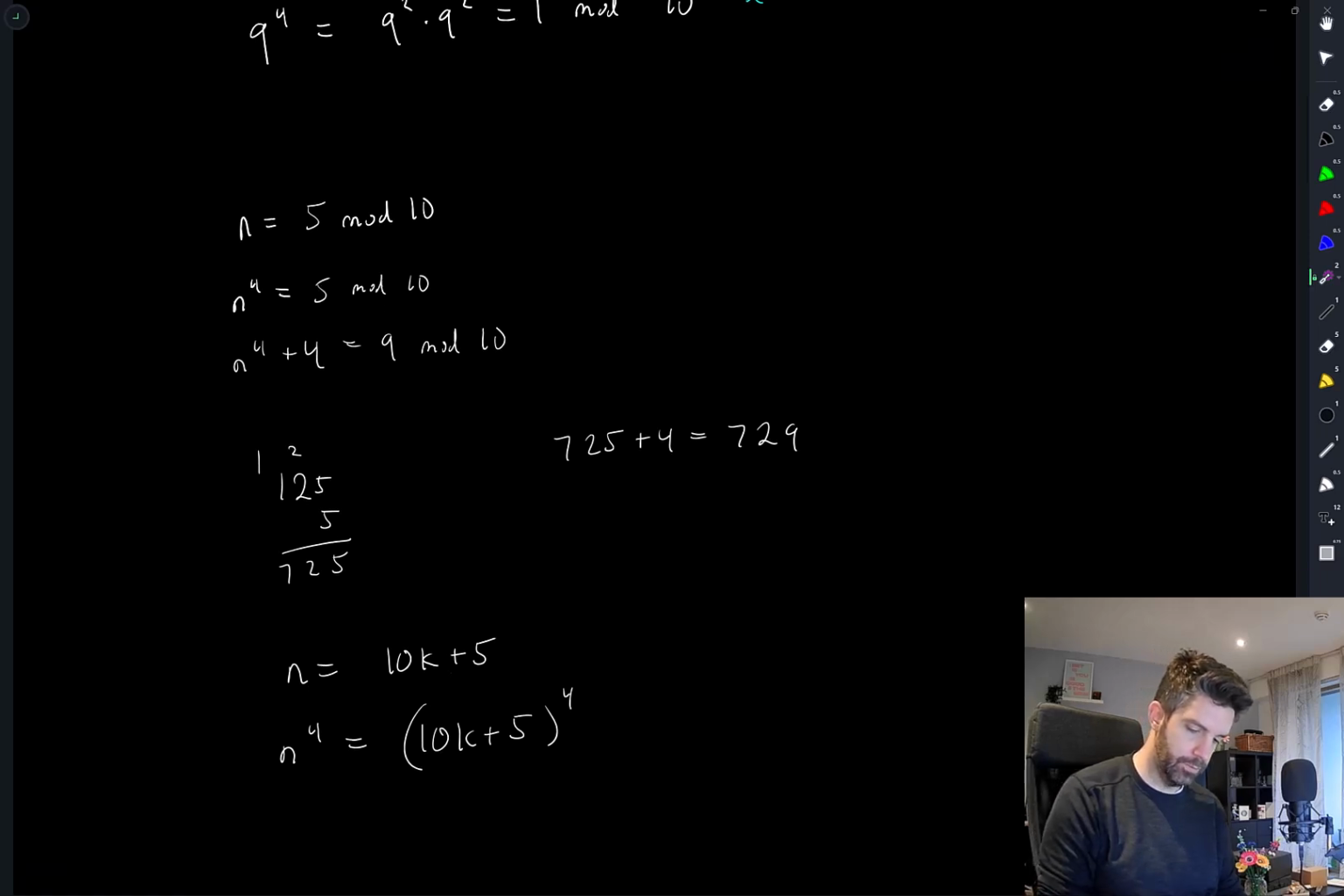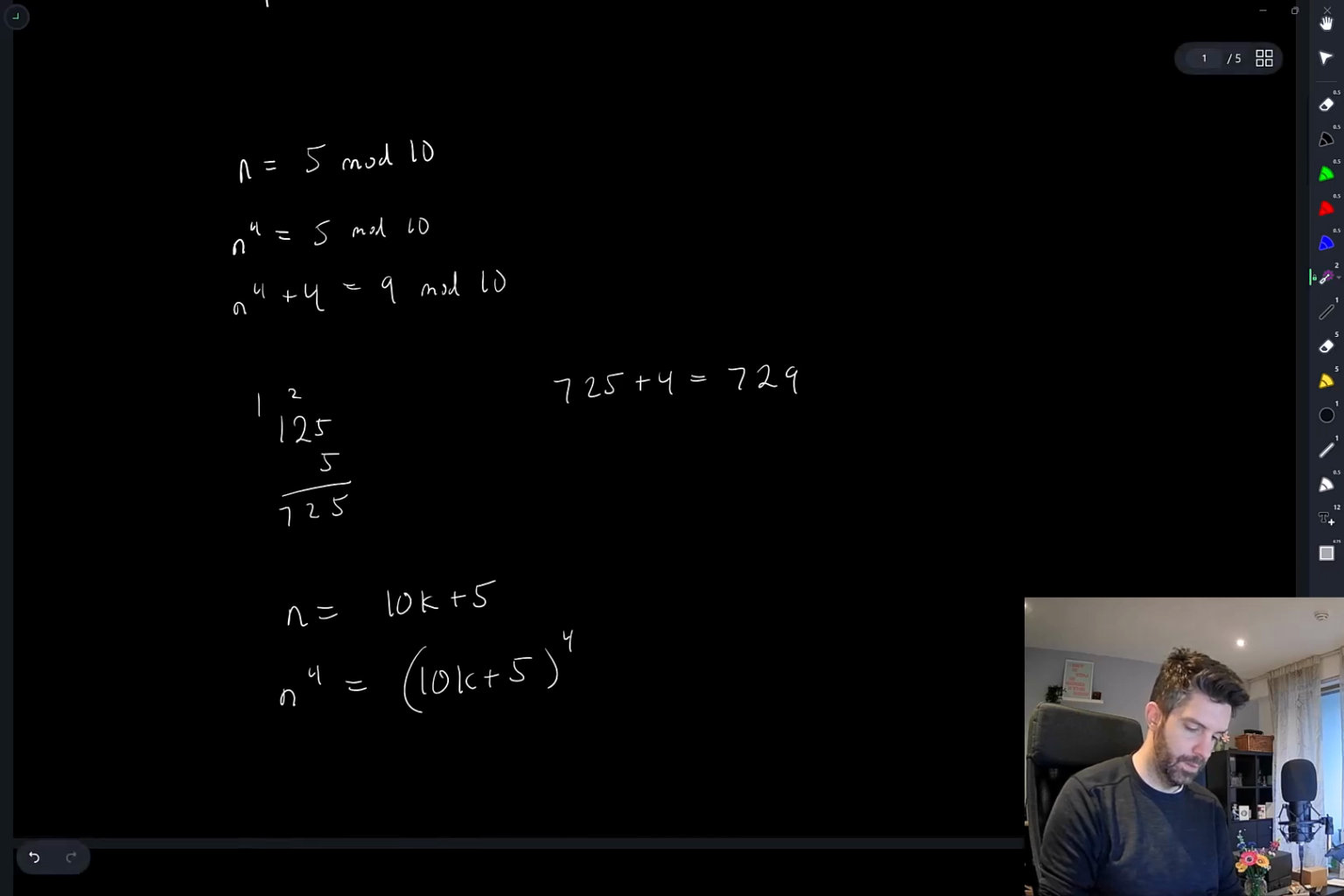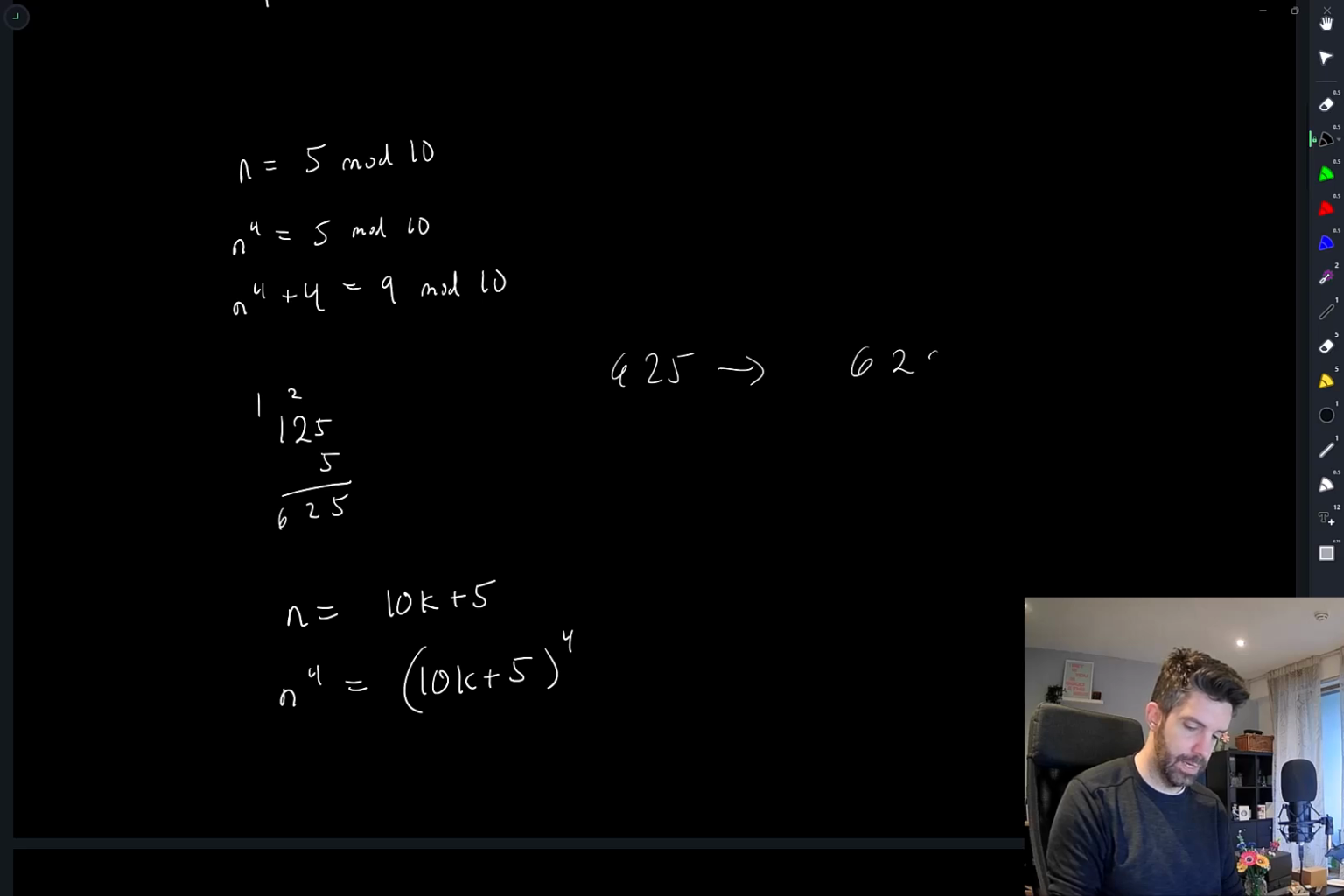Oh my goodness. 5 to the 4 is not 725, it's 625. So it's 629 that we're looking for to divide, which is not prime. 17 times 37.